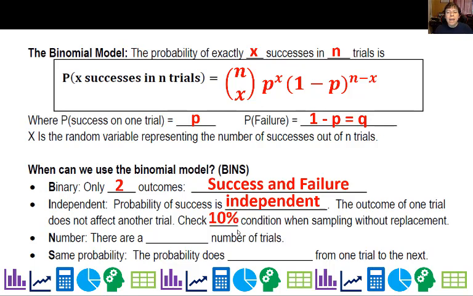All right. BINS is our model for remembering the conditions on this. N stands for the number of trials. There needs to be a fixed number of trials. Otherwise, we don't know what N is and we can't do combinations. And the probability has to be the same. So I want this formula. I don't need to be doing different probabilities all up here. If I'm doing that, I might as well do a tree diagram. So the probability does not change from one trial to the next.